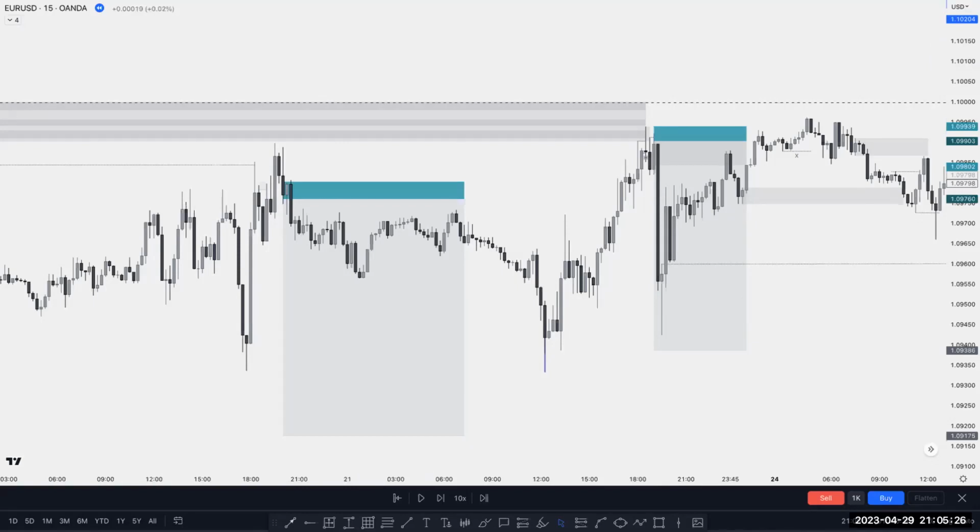Can you check daily IDM? There's too confusing Euro USD. Okay, let me check.